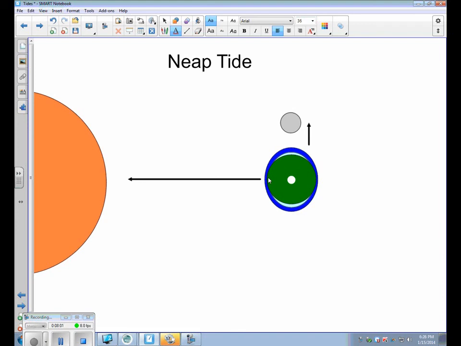It's still a low tide, but it's not as drastic a change of a low tide. So here we have the high and low tide not having a drastic difference, but there is still a difference because, again, the moon has more gravitational force than the sun. And this is a neap tide.